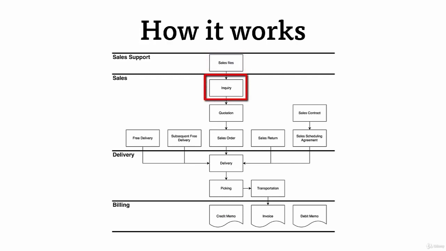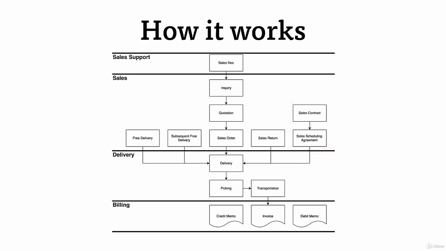Second, sales. At this stage, sellers can send sales intentions to the customers as an inquiry and then collect feedback from customers as a quotation. Sellers input inquiries and quotations into the system as a reference when a sales order is created. The sales order can adopt information from a quotation or inquiry. Sellers can refer to a sales order to create sales scheduling agreements or sales contracts.